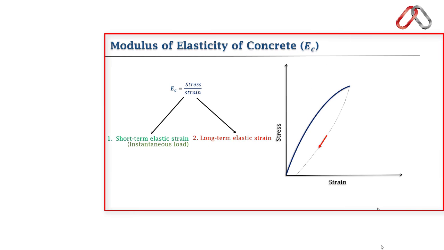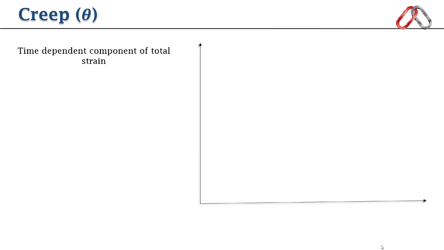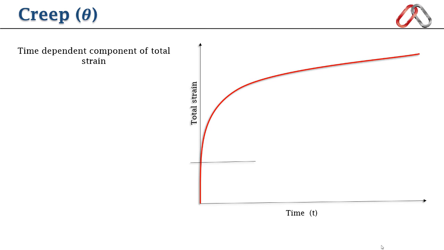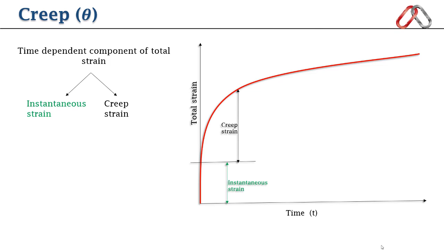I explained earlier that long-term strain develops due to creep and shrinkage. Now let's try to understand the concept of creep and shrinkage. Actually, creep is a time-dependent component of strain. If we see the graph between time and total strain, the initial portion shows some instantaneous strain due to applied load. Further increase in strain at any time is called creep. Both types of strain, short-term strain and long-term strain, depend on stress level. Stress level simply means which type of load we are applying on the structure.